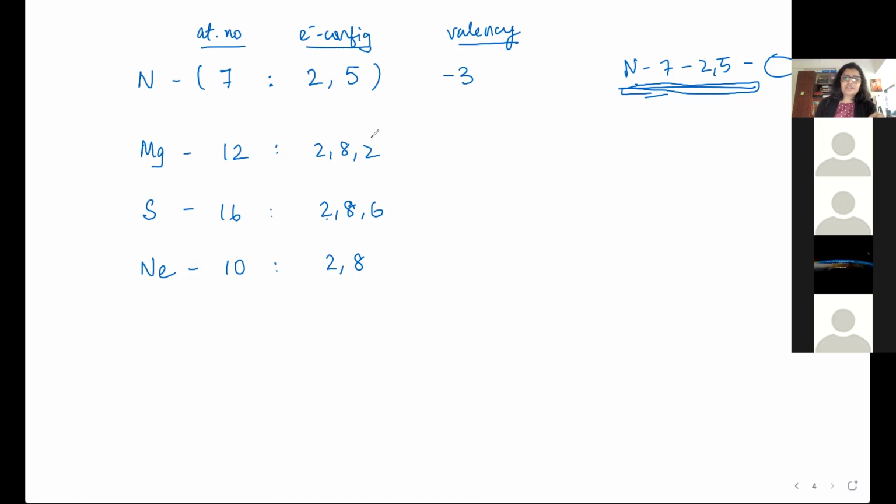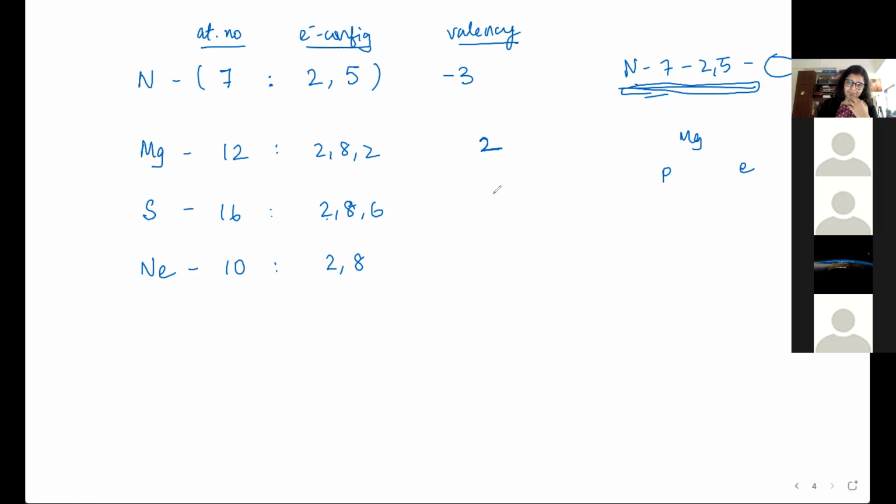What does magnesium need to do in order to gain stability, that octet configuration? What does it do? Valency is 2, but what does it do? Why did you say 2? What does it do with the 2 electrons here? Does it gain 2 electrons or lose 2 electrons? Ma'am, it loses 2 electrons.